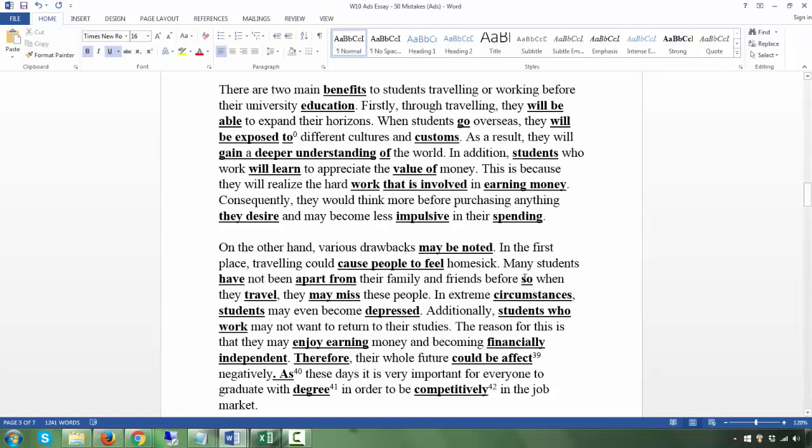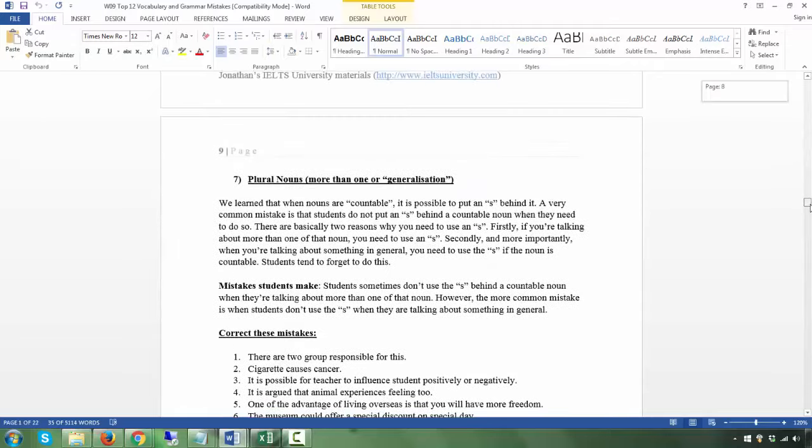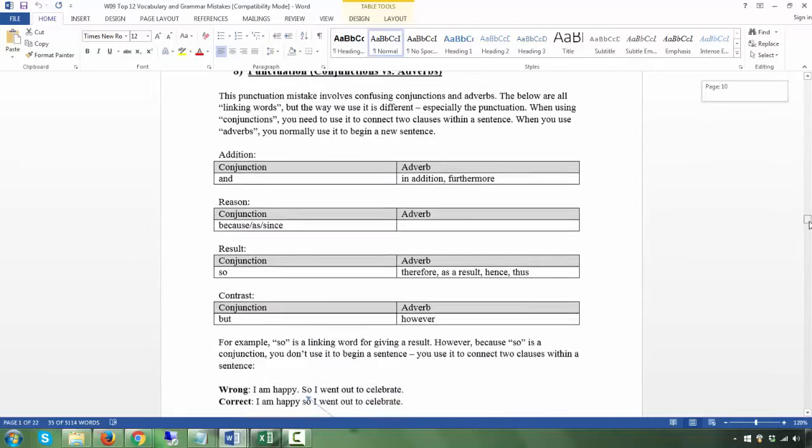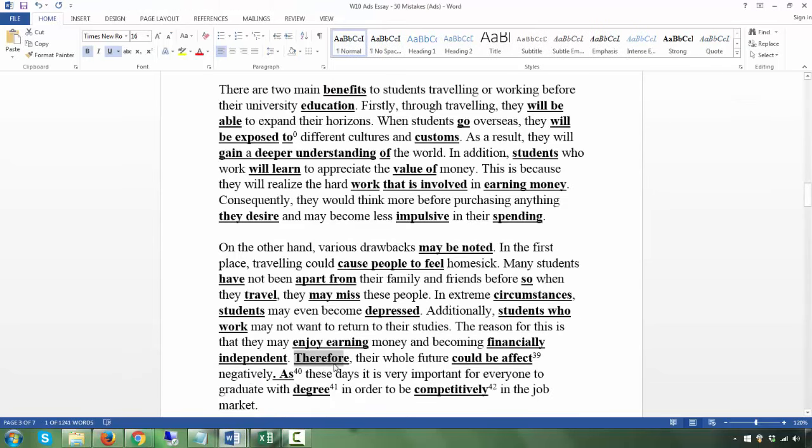As opposed to this, just now you put a full stop and capital S. It's not possible because this is a conjunction, whereas this is an adverb. Okay, this mistake is mentioned here, in punctuation: conjunctions versus adverbs. Therefore, the whole future could be... Again, this is a passive. Could be affected. Be plus past participle.